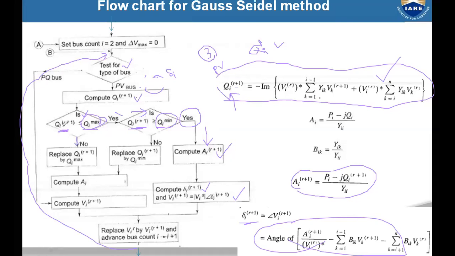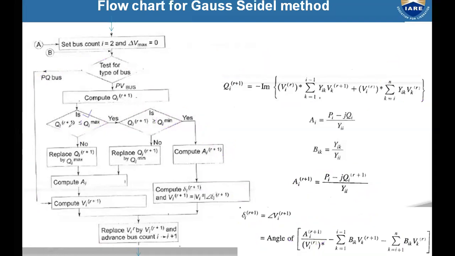Suppose if it is greater than the QI maximum value, if this condition is not satisfied here, is this QI R plus 1 less than or equal to QI maximum? That means the QI calculated value is less than the maximum value set. Yes, you have to check for this. If no, that means QI R plus 1 is greater than the maximum value. If it is greater than the maximum value, then you have to replace this QI R plus 1 with your QI maximum value.